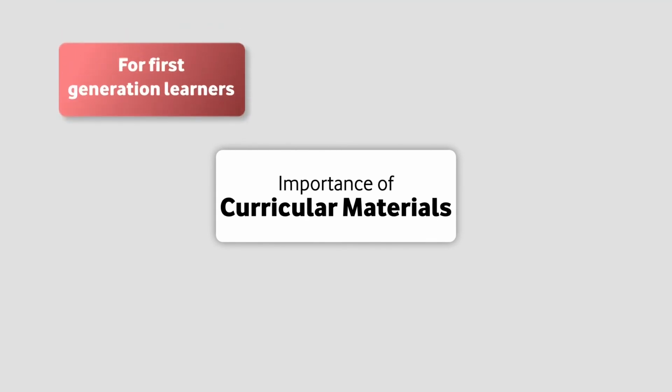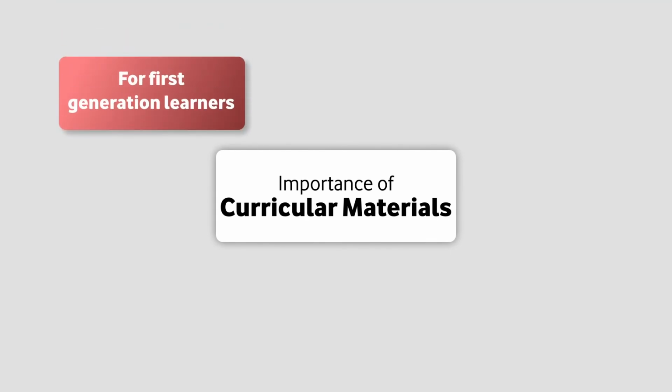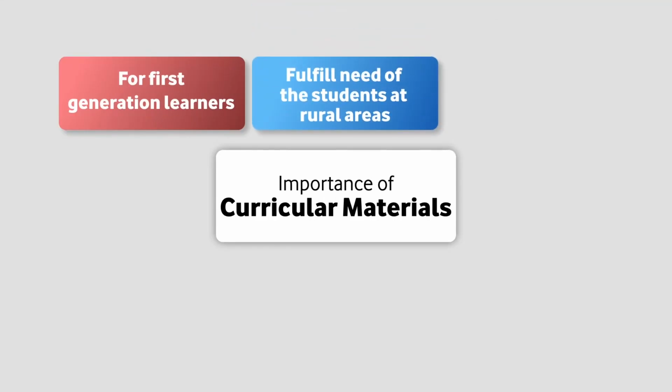And further, another importance of curricular materials in school education is for first generation learners. If nobody in the family has gained formal education, then curricular material helps the first generation learners in their study. Then it also fulfills the need of students in rural areas. I have already said that those coming from a low socio-economic background, a textbook is enough for them. So, they study the textbook.